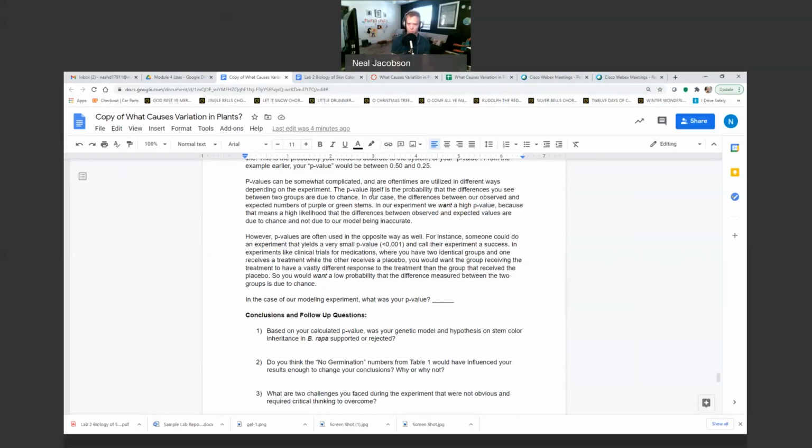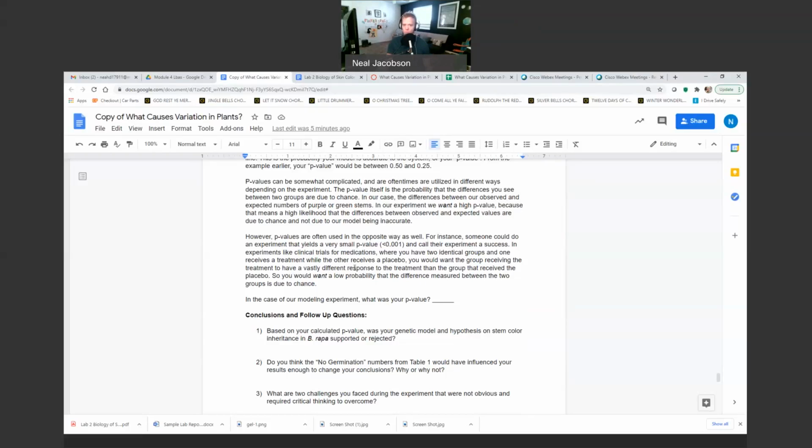In our case, we want the probability that it's an erroneous model to be very low. We want the chance that the model is accurate to be very high. In the case of this experiment, we want a high p-value. We want the differences that we see between observed and expected to be explained by chance. And so that's what the p-value is: the probability that the differences are explained by chance, by randomness, by random sampling.